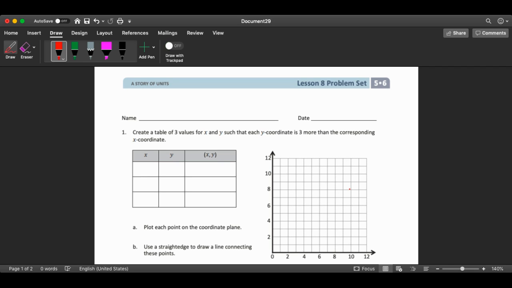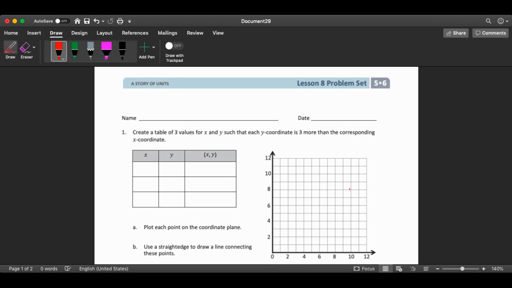The objective for this lesson is to generate a number pattern from a given rule and then plot the points. So it's sort of similar to what we did in lesson 7. But in lesson 7, we were given the points and we had to determine the rule. Now we are given the rule and we have to determine the points. So it's the opposite, but it's still about finding a rule based off different coordinates.